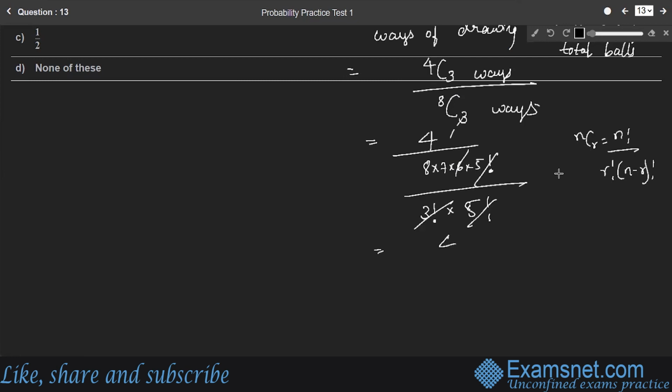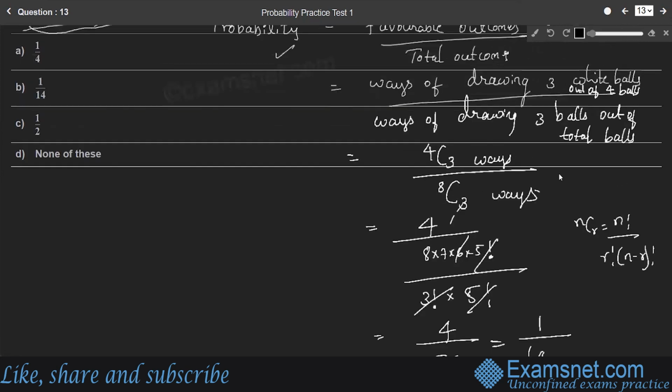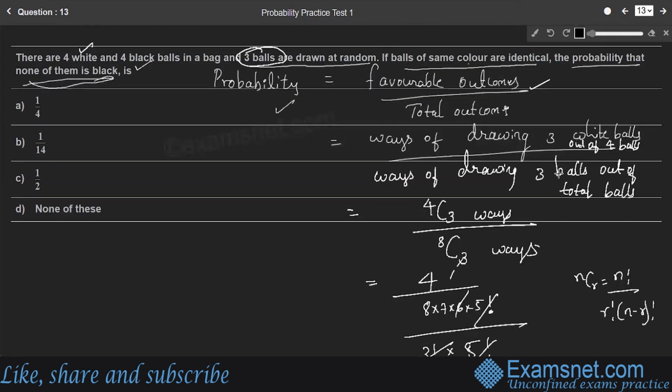So we'll simplify. 3 factorial is 6, we can cancel 6 and 6. So we have 4 by 56. 4 by 56 means 1 by 14, right? So the required probability that none of them is black is 1 by 14. Option B is the right answer, right? Therefore, option B.